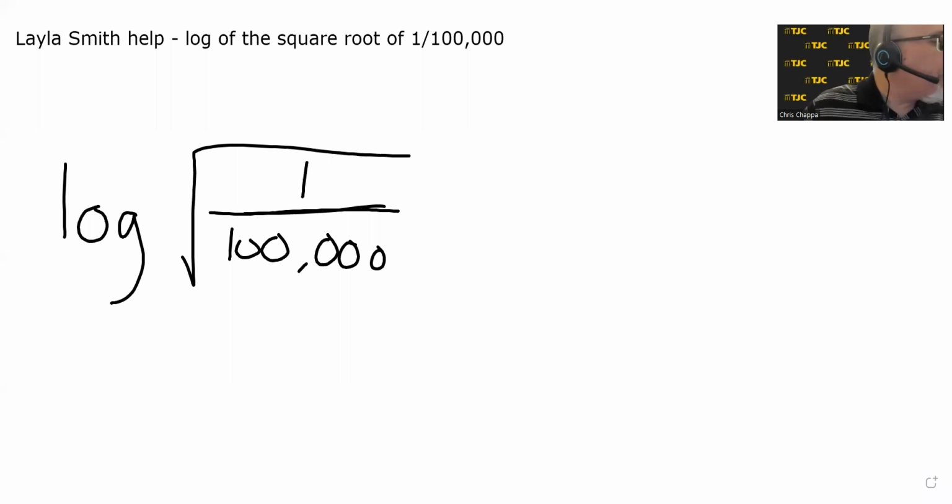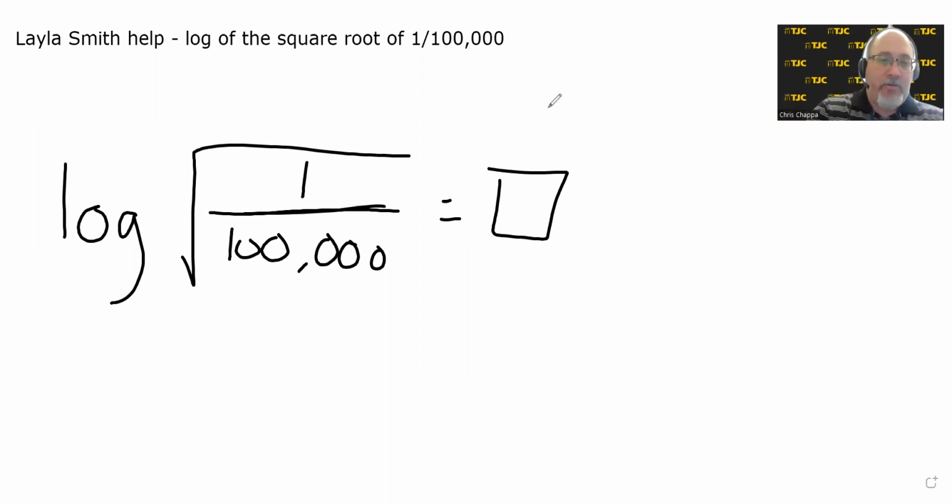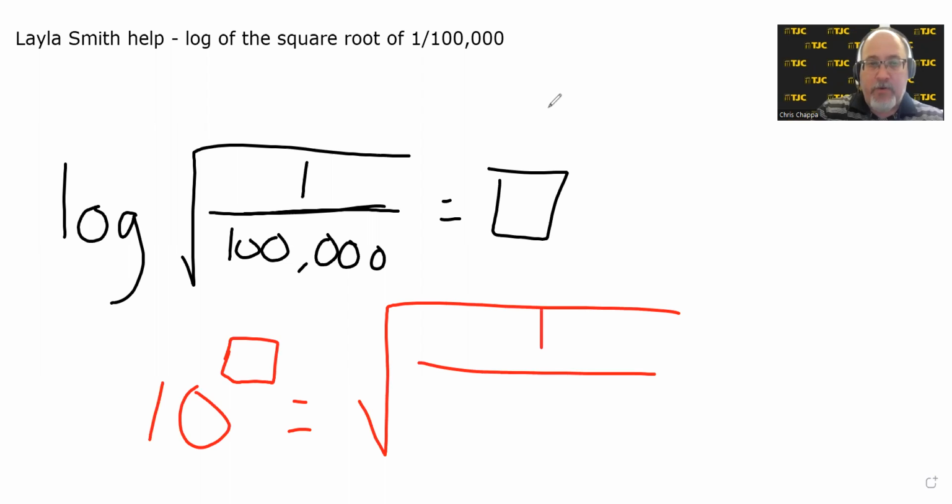Hello, Layla. Here's the explanation of how to get this answer and why it's -5/2. As you pointed out in your text, log without a base has an implied base of 10. So this is asking us what power of 10, what power would you put on 10 to get the square root of 1 over 100,000?